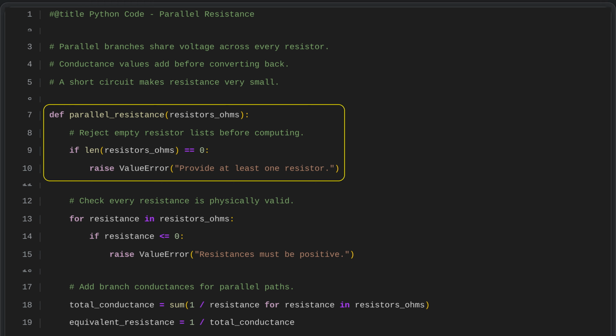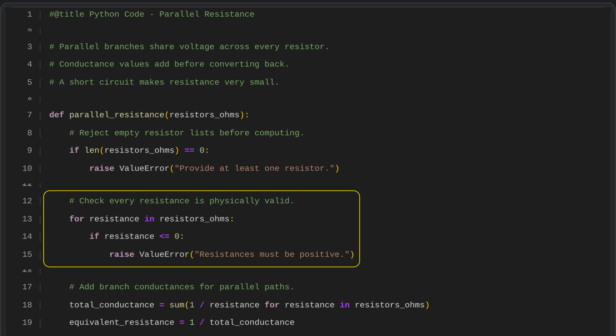If the list is empty, it raises an error to require at least one resistor and prevents calculations on invalid input. The code checks each resistance value to make sure it is positive. If any value is 0 or negative, it raises an error. This validation prevents physically invalid resistances from being used in later calculations.